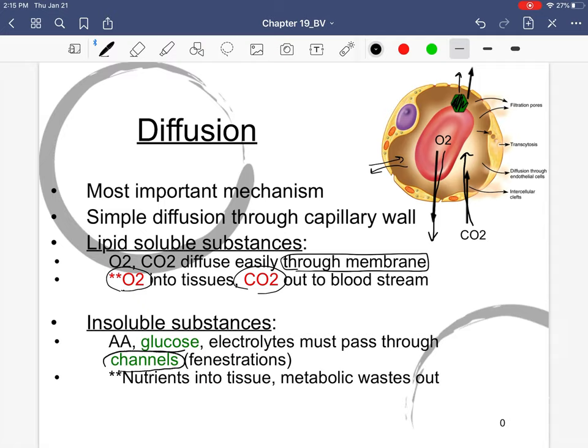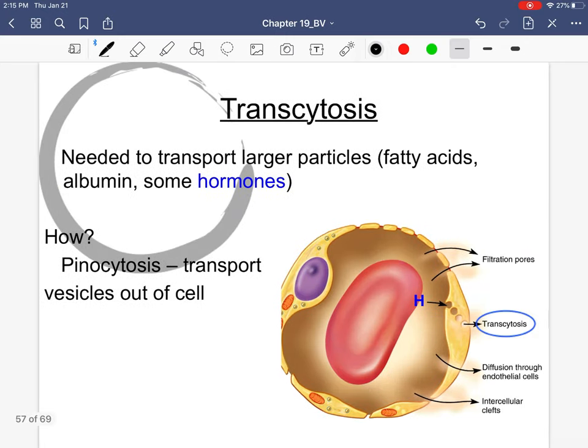So instead, it is more likely to diffuse in or out through a pore or a channel. Okay, so for larger structures, it's still diffusion because there's still more on one side versus the other, but channels are needed for glucose because it's a little bit bigger, whereas the smallest particles, the gases, can diffuse right through the membrane of the capillary wall.